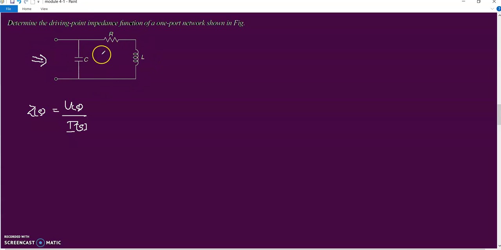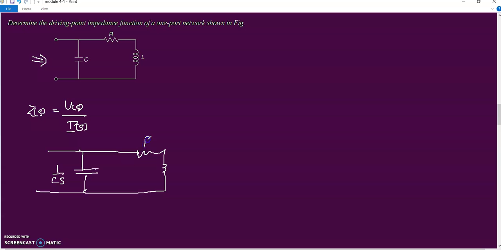So what is the impedance of the circuit looking from this side? That is C parallel, R and L in series, right? So first we have to draw the transformed circuit, that is, we have 1 by CS, here we have R, here we have LS. So next we have to write 1 by CS parallel, R and LS in series.